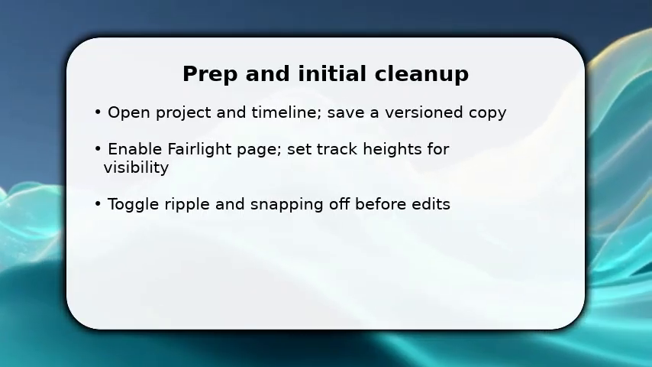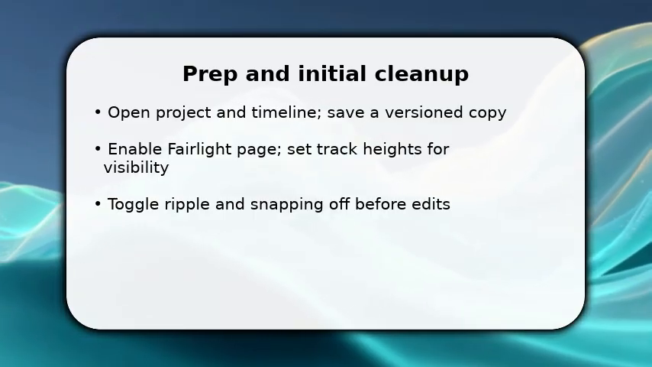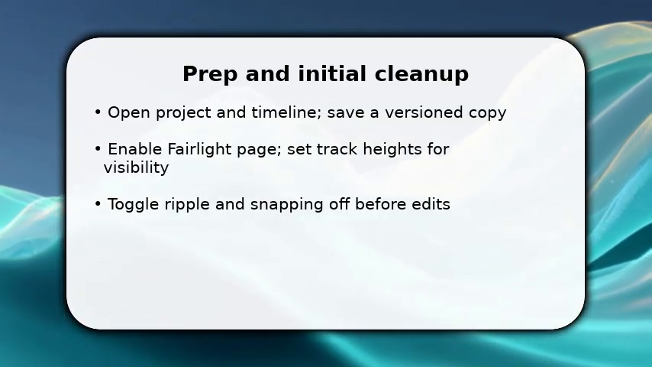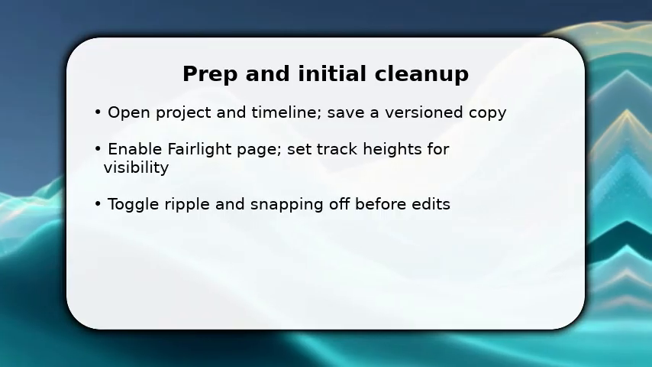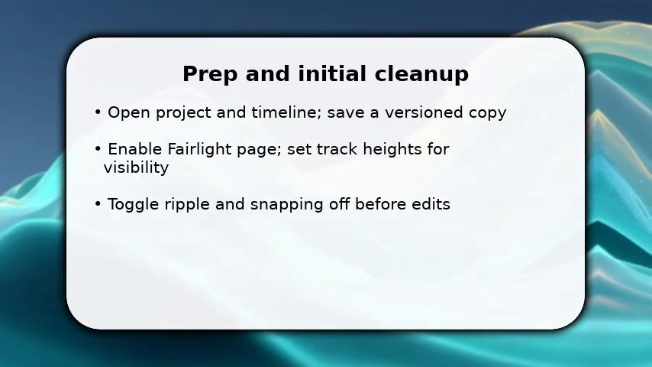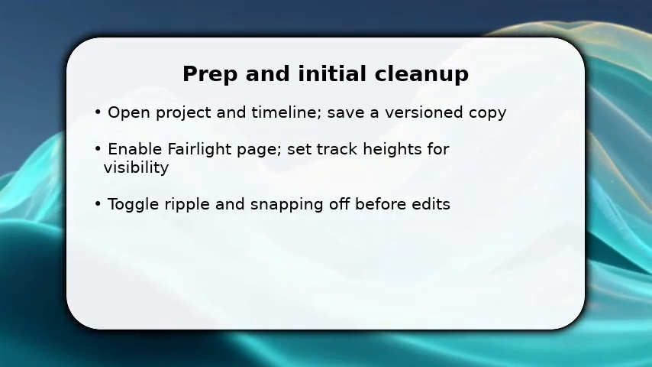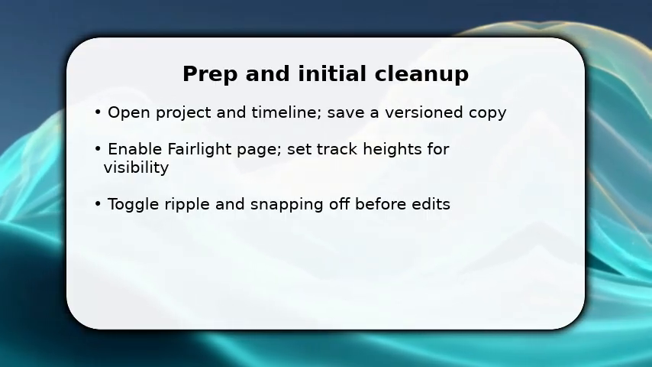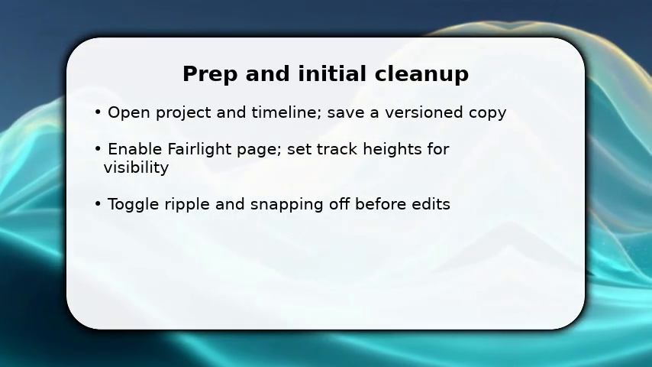You start by opening your timeline and saving a version copy so you can always revert. Once done, go to the Fairlight page because this is where audio edits are precise. Make track heights large and inspect gaps visually. This helps you spot small silence.